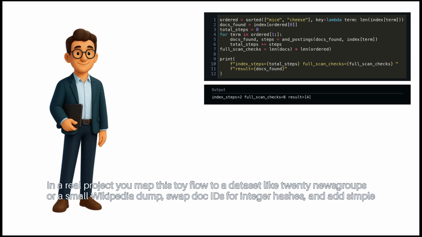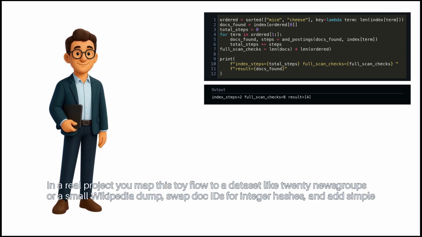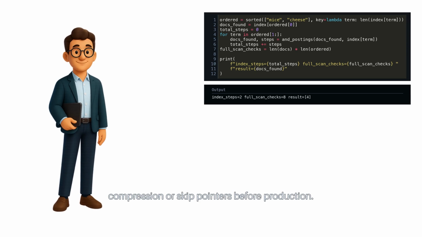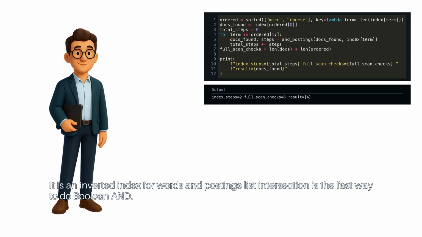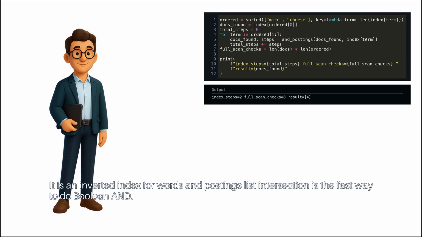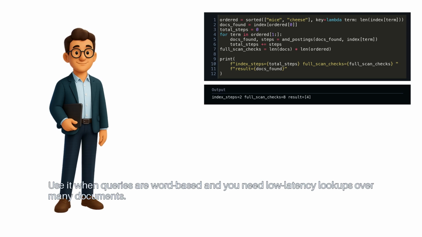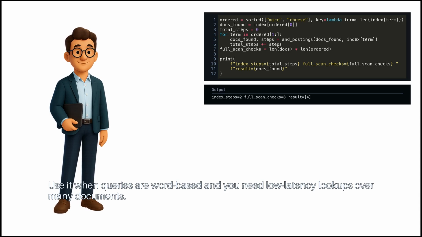In a real project, you map this toy flow to a dataset like 20 newsgroups or a small Wikipedia dump. Swap doc IDs for integer hashes, and add simple compression or skip pointers before production. It is an inverted index for words, and postings list intersection is the fast way to do Boolean AND. Use it when queries are word-based and you need low latency lookups over many documents.